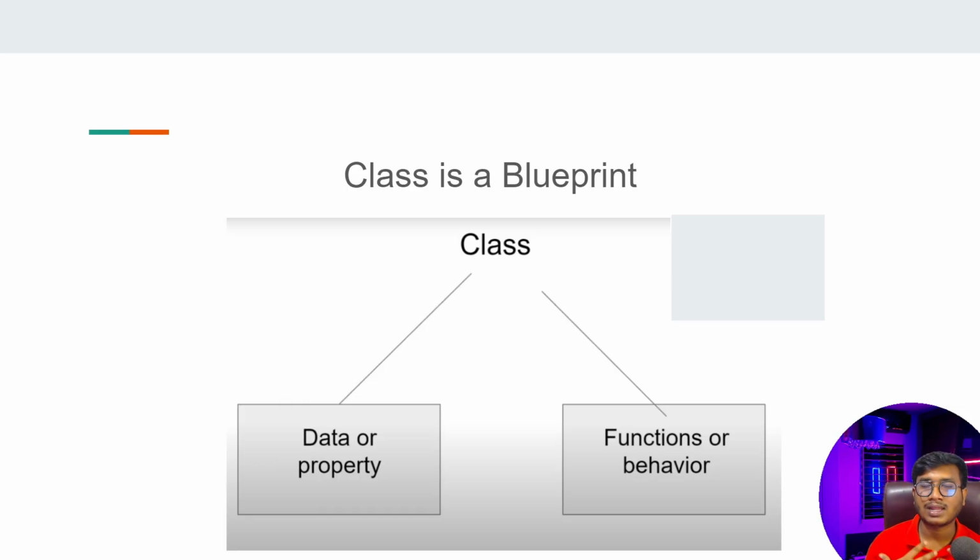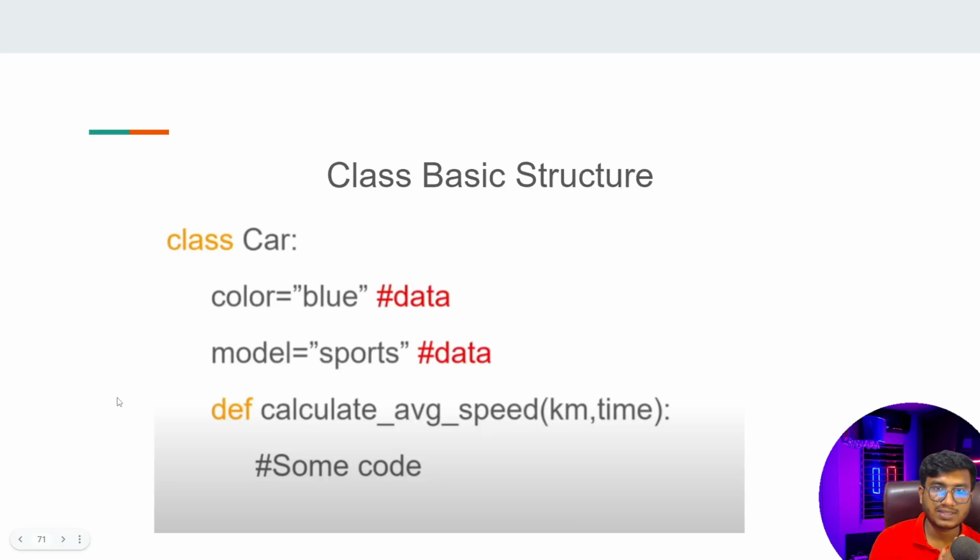So whenever I'm writing my own class, my custom class, inside this particular custom class, what I have to write? I have to write two properties. One is the data property, the other is the function or behavior of that particular class. Okay, that is the idea. Now here is a class basic structure, like whenever we'll be defining the class inside Python, what would be the structure? Okay, so here I have written a simple demo.